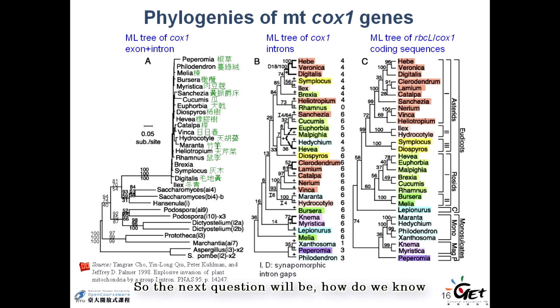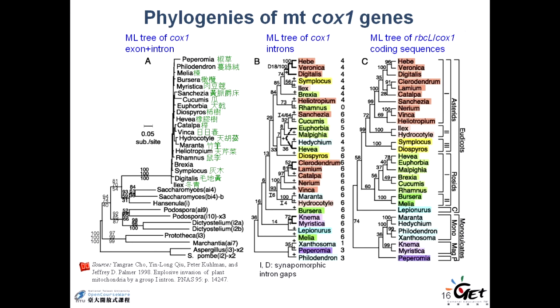The next question is, how do we know it's a horizontal gene transfer, or a massive loss among the different lineages? The easiest way is to compare the phylogeny. We have three different trees here. The tree on the left is the COX-1 exon plus intron tree. This is kind of a mix-up and hard to understand at this point.